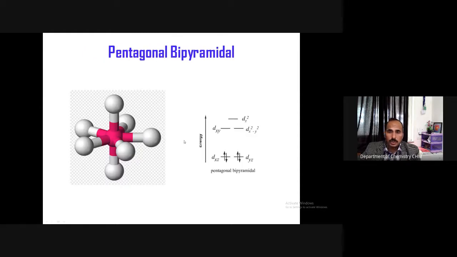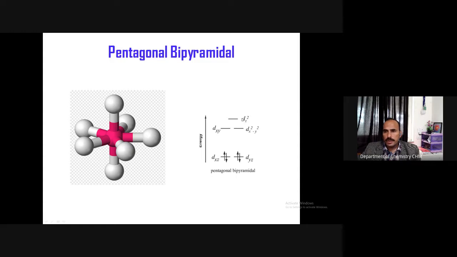Another example I can give you is a pentagonal bipyramidal geometry. Again, there are two ligands in the z direction. Okay, just try to imagine a pentagonal bipyramidal geometry. In trigonal bipyramidal, you had three ligands in the equatorial position, and now in the pentagonal bipyramidal, you have five ligands in the xy plane. So dz square again will be highest because this is facing the ligands directly. So dz square is highest, you can see.